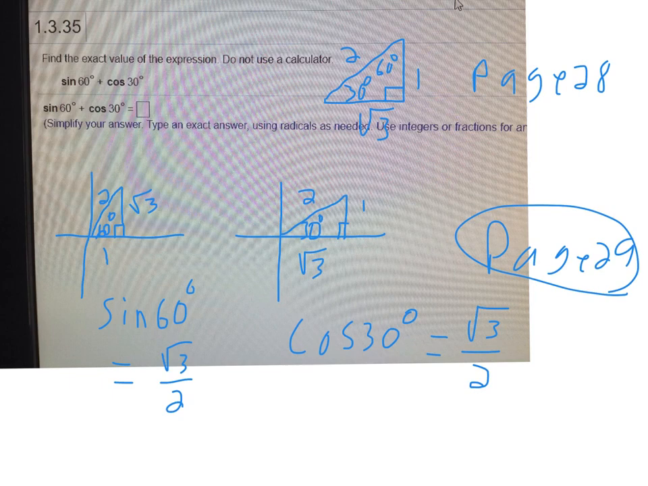I hope this helps. You want to add these two results together. That's the final answer.